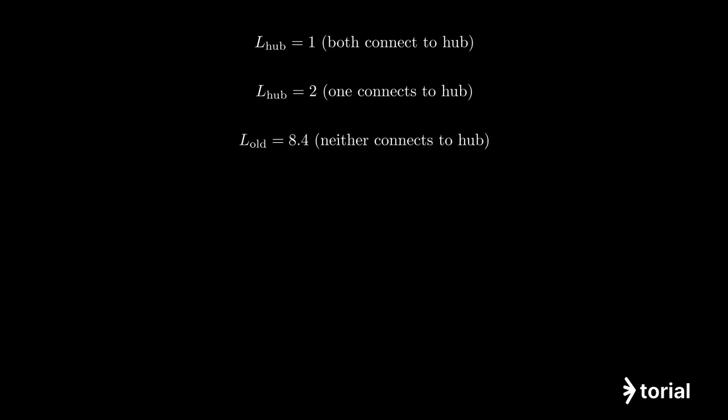If both nodes connect to the hub, path length is just 1 hop. If only one node connects to the hub, path length is 2 hops. If neither connects to the hub, path length remains about 8.4 hops.